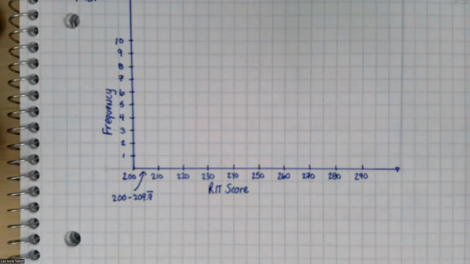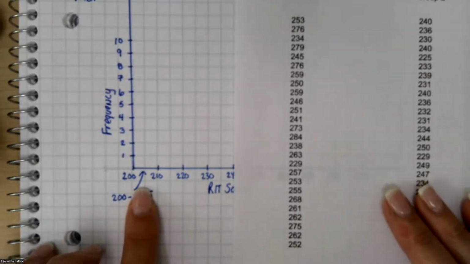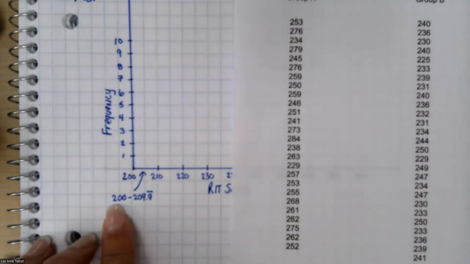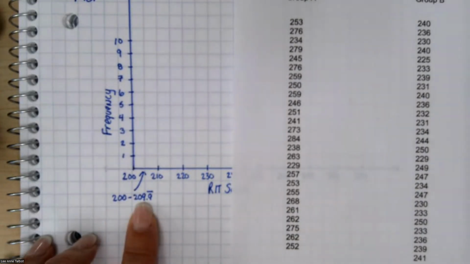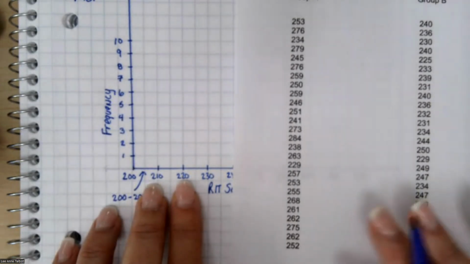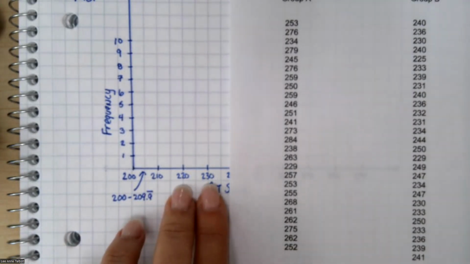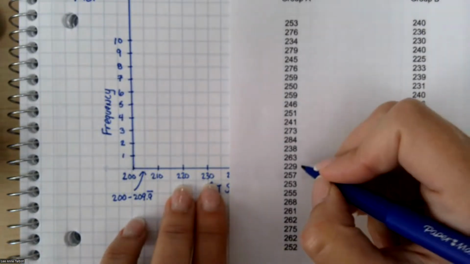Okay. And now we just count. All right. This is the worst part. Are there any between 200 and 210? So are there any between 200 and 209.9 repeating? No. 210 to 219.9 repeating? No. 220 to 229.9 repeating? Yes.